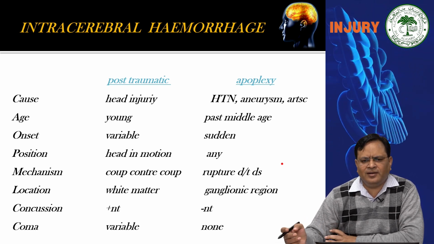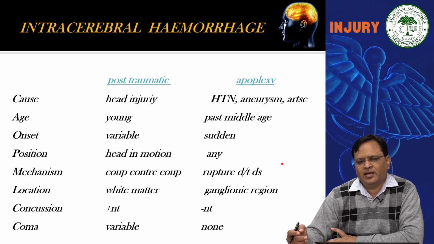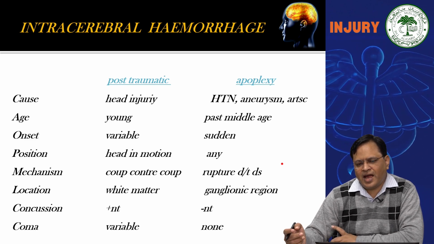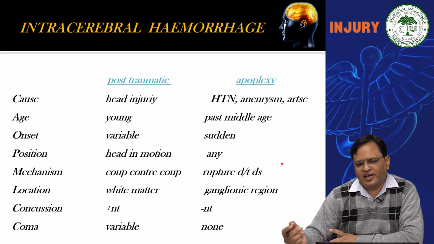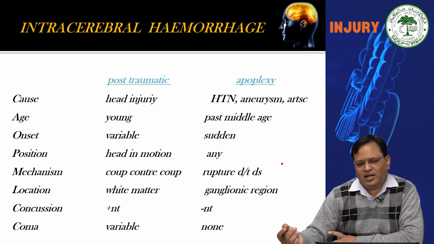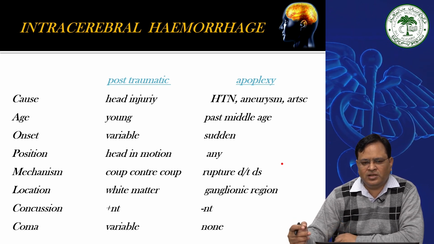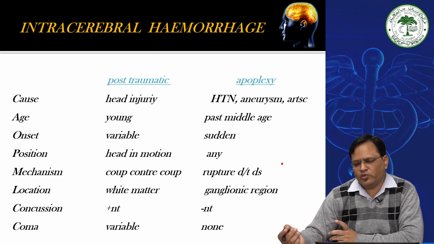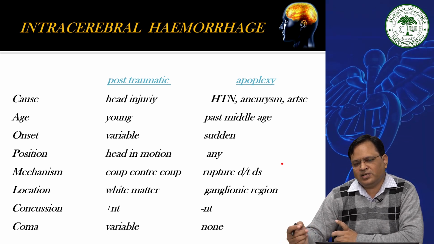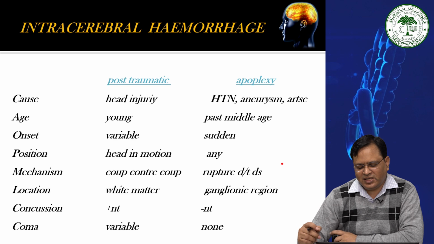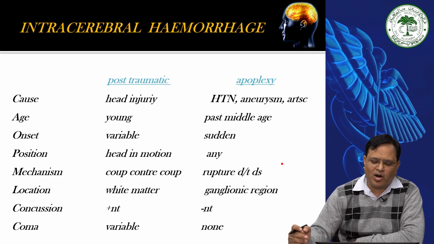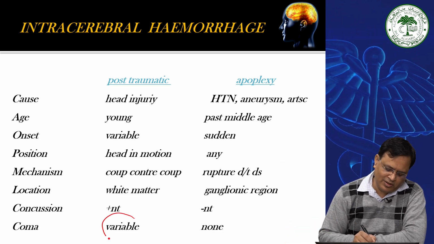In post-traumatic, head injury is there, young ages because of young active people, onset variable, position: head in motion, head should be slightly in motion. Mechanism: coup and contrecoup injuries can be there. Location is generally white matter, concussion is generally present, coma may be present or it can be variable.